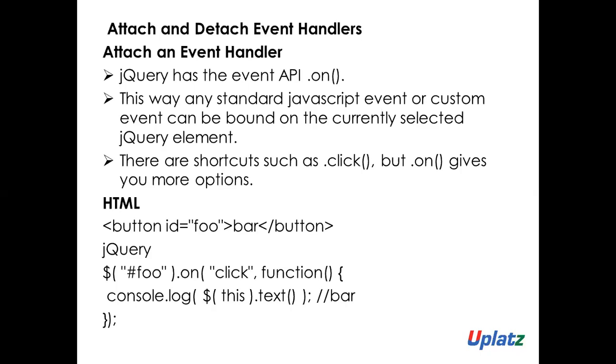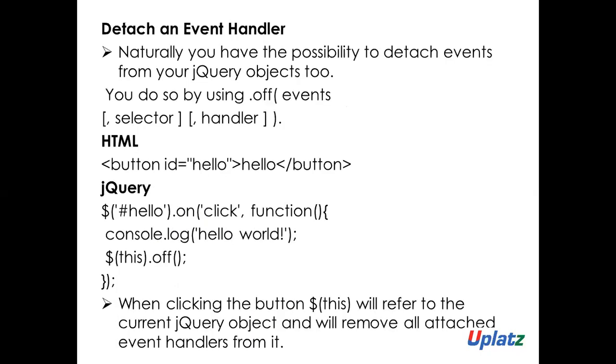If I have an HTML button with an ID and a jQuery event such as on click, when I click on it, I will get a console output from my button called bar. What I'm doing is foo dot on click, console dot log this dot text, which refers to the particular element. So it prints bar.